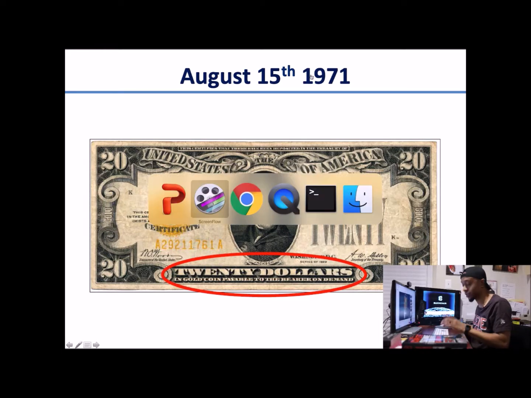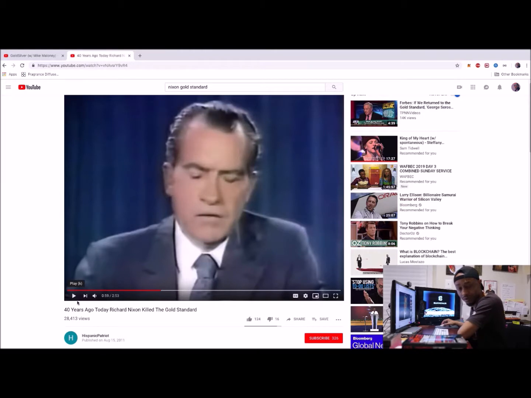Probably I'll add it to you. This is Richard Nixon. This is when it happened. This is Richard Nixon, who was president of the United States at that time. And here's what he said.